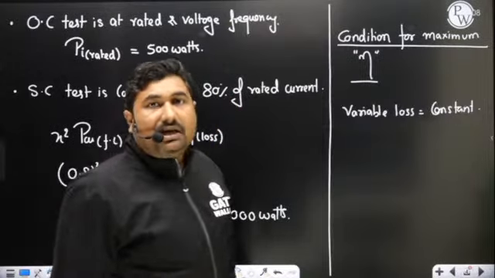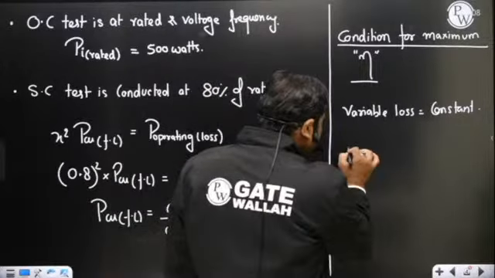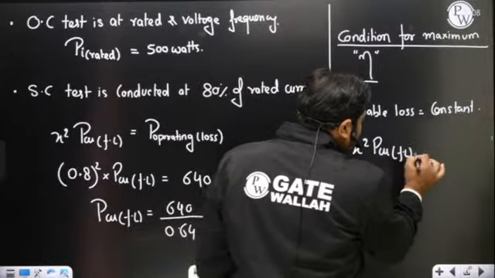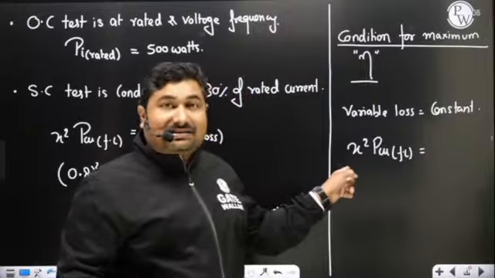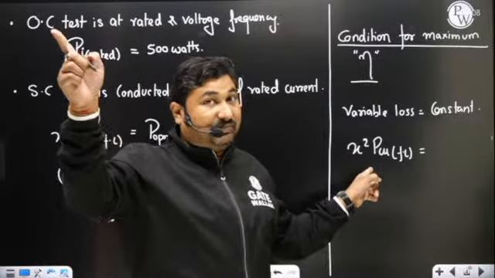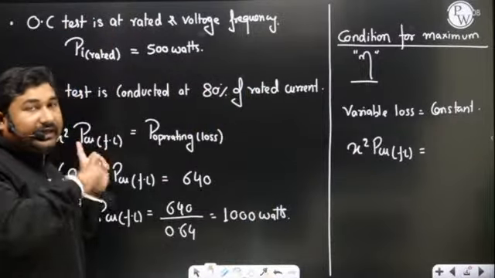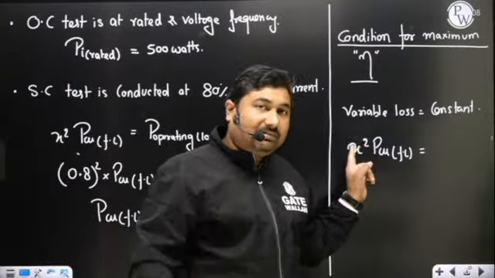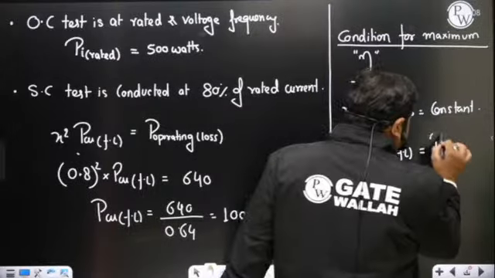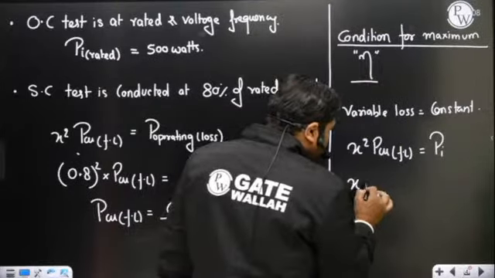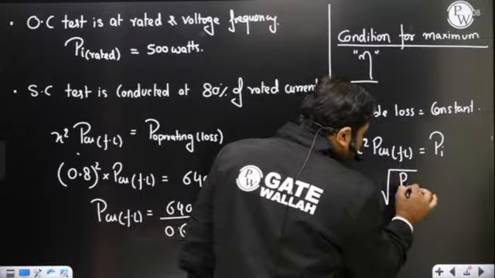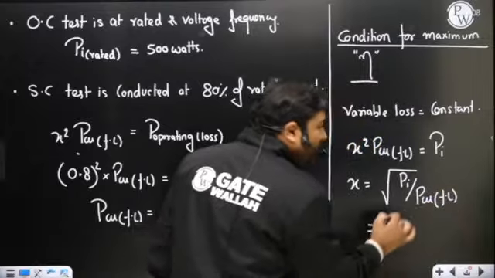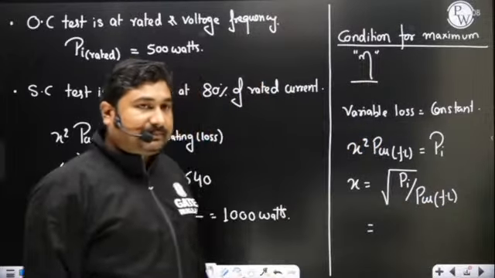What is variable loss? Copper loss is a variable loss, so you can write it as X square times PCUFL. Now what is this X? This X is the loading at which efficiency is maximum. It is not the given loading in the testing. This X is the loading at which efficiency is maximum, and that will be equal to Pi. So what is the loading at which efficiency is maximum? Pi by PCUFL. If you have any doubt, please feel free to ask in the comment section.